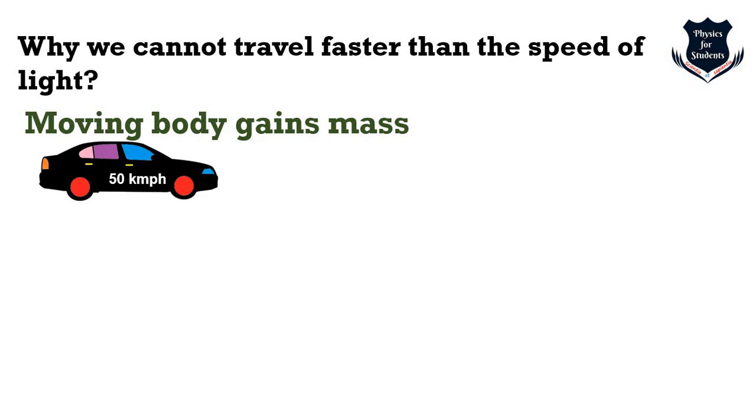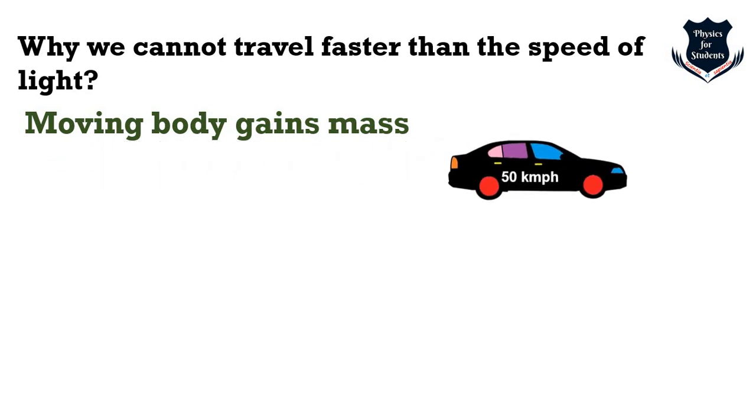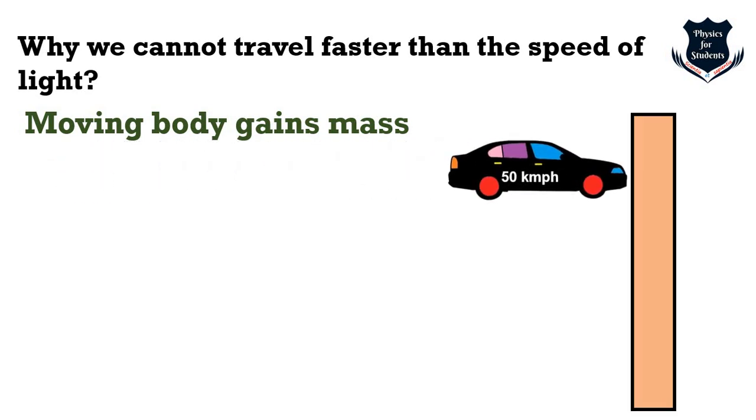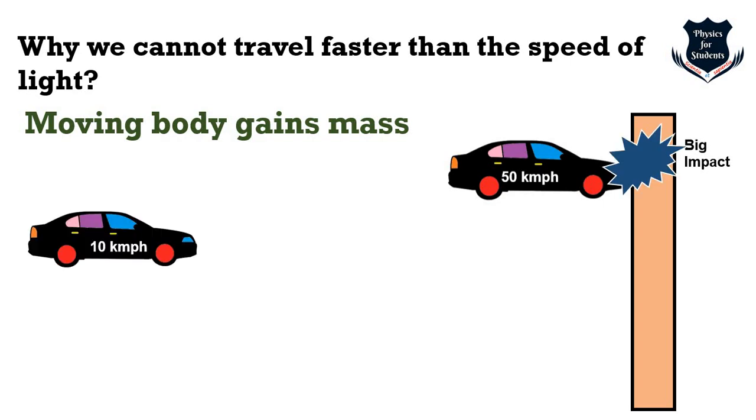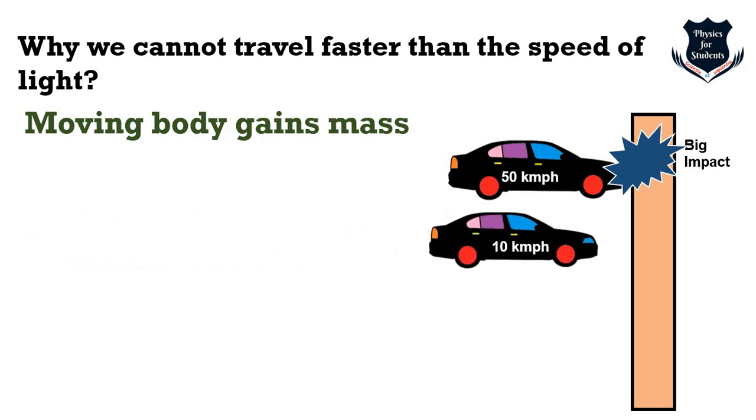First, let us assume that a body or a car is moving at 50 kilometers per hour. It moves in this direction and it hits the wall. When it hits the wall, it creates an impact, which is this. The same car is now moving at 10 kilometers per hour in this direction and it hits the wall and creates an impact. You can see that the car moving at 10 kilometers per hour creates a lesser impact compared to the car moving at 50 kilometers per hour.